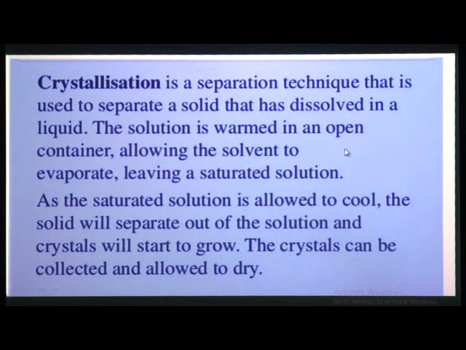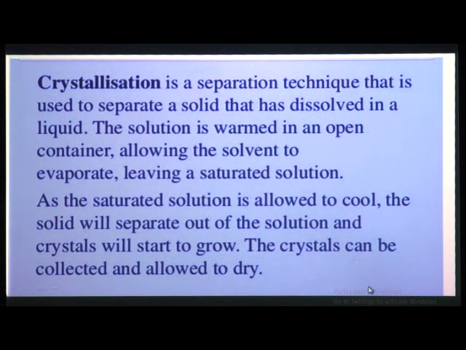So the solution is warmed in an open container. How can we do it? The solution is warmed in an open container, allowing the solvent to evaporate, leaving a saturated solution. As the saturated solution is allowed to cool, the solid will separate out of the solution and crystals will start to grow. The crystals can be collected and allowed to dry.